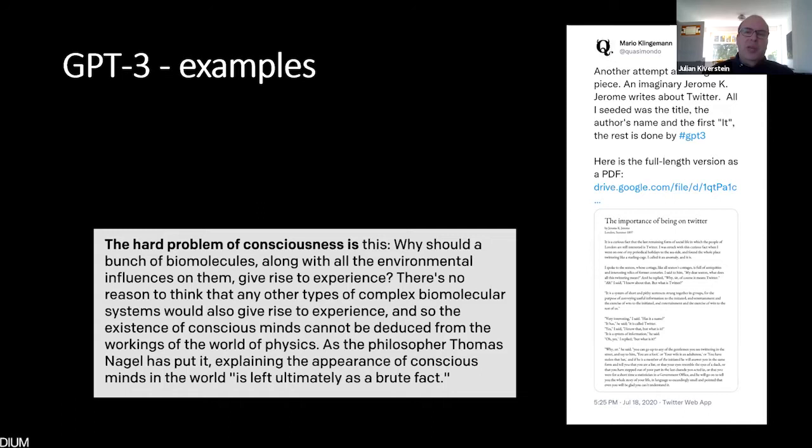that it made up. Now, on the other side, you can see that GPT-3 was given the instruction to write a novel in the style of Jerome K. Jerome. And it wrote a little story here about the importance of being on Twitter. And you can look that up on the internet. It's quite amusing. What it did very well was mimic, copy the style of Jerome K. Jerome. What it does here in the writing about the hard problem of consciousness is mimic, imitate what philosophers would have said about the hard problem of consciousness.